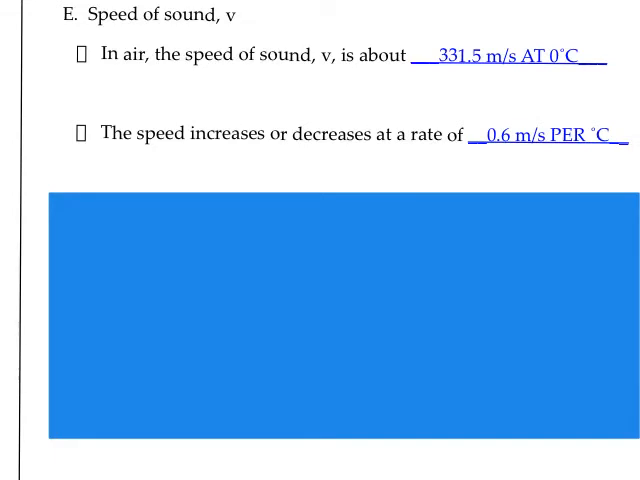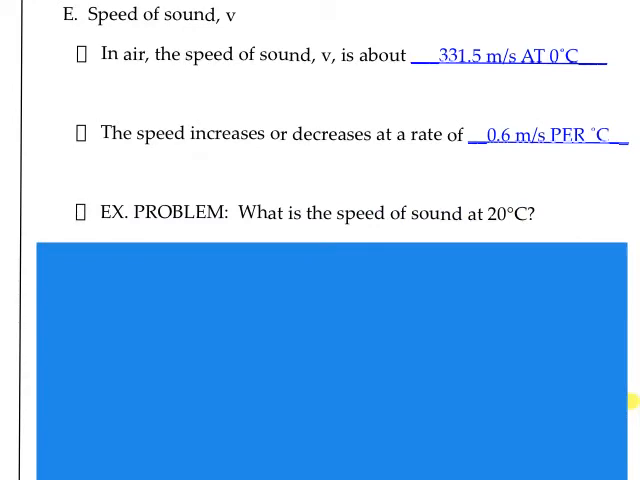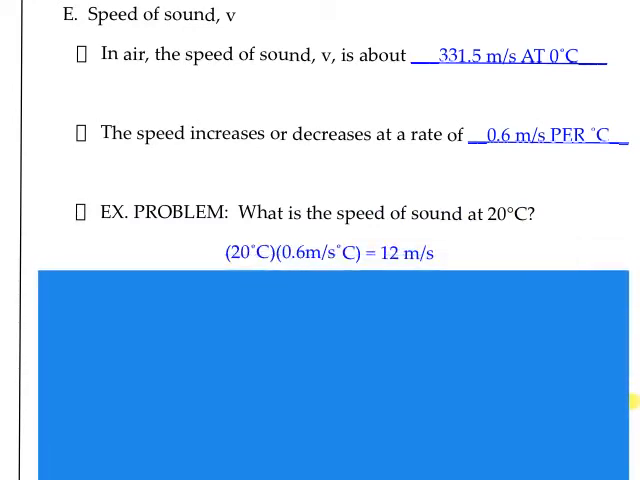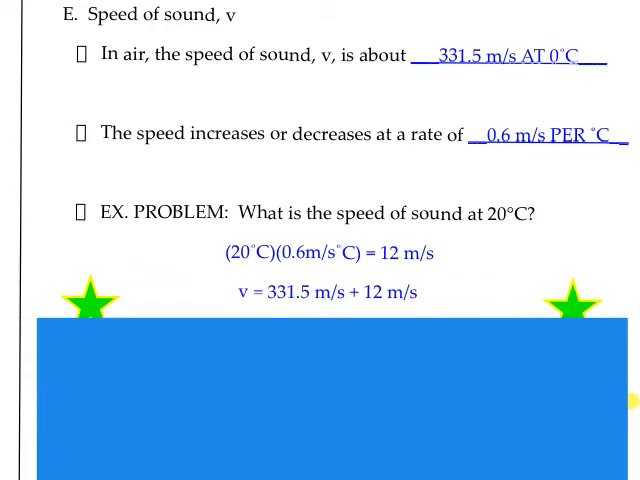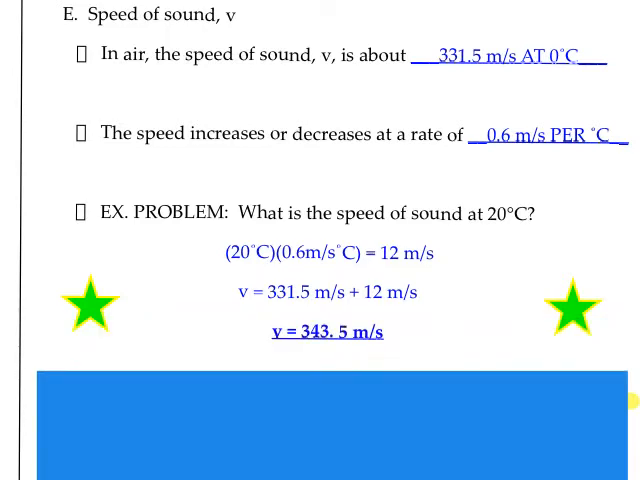So to come up with how to solve this, I have an example problem for you. We're looking for the speed of sound at 20 degrees Celsius. So first, we would want to see how much that's going to change our speed. So we multiply 20 degrees times our conversion factor of 0.6 meters per second for each degree, and that lets us know that our speed of sound is going to change by 12. To get the total speed, we're simply going to add that to our original value at 0 degrees. So we take our 331.5 and add 12 to it. So pause the video and add that together and come back and see if you get the right answer. You should have gotten 343.5 meters per second.